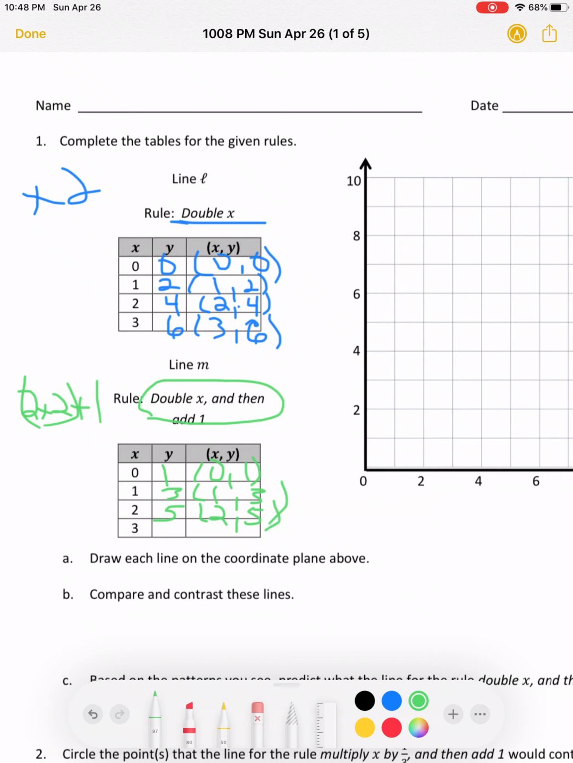And then the last one here, 3. 3 times 2 plus 1. 3 times 2 is 6, plus 1 is 7. When x is 3, y is 7. 3, 7 would be our coordinate pairs. Now let's get ready to plot on our grid.